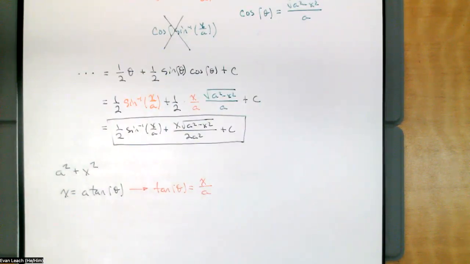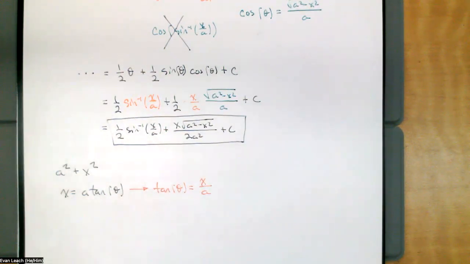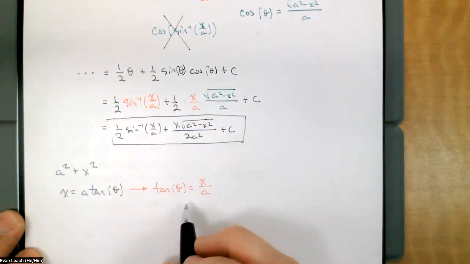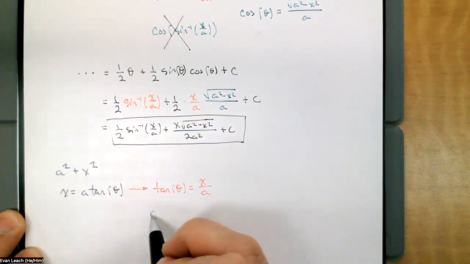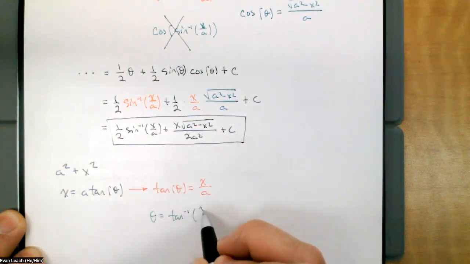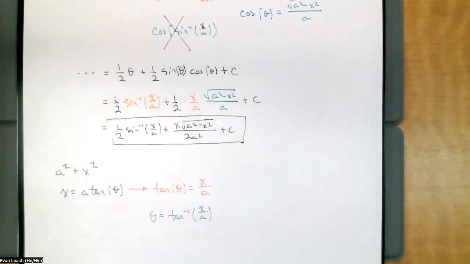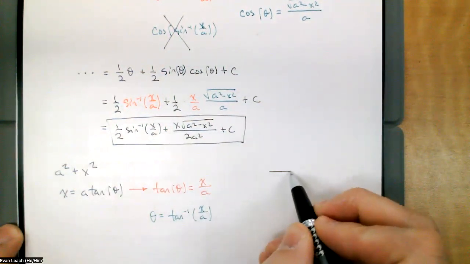So any tangent of theta we can write as x over a. We can solve this for theta with a tangent inverse. We are still not going to write something like secant of tangent inverse of x over a. I still think that looks like trash, so we're not going to do it.